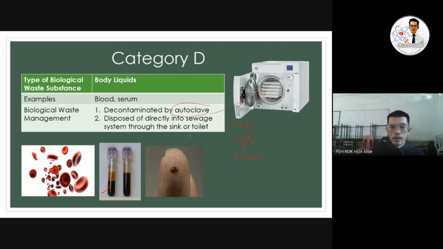So for the disposal, after the autoclave, you are able to dispose of it directly into the sewage system through the sink or toilet. So that means that the blood or serum, after you autoclave, you can straight away dispose of it at the sink or the toilet. Okay, so this is the discussion for the biological waste, and it is the SOP.